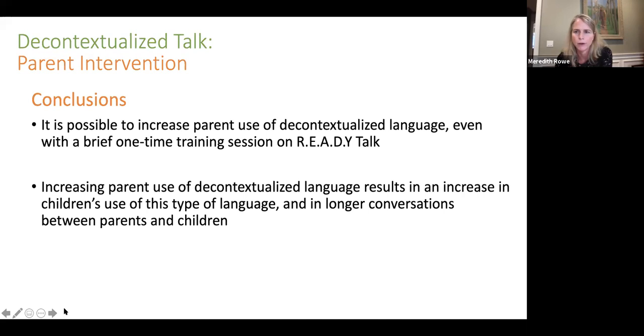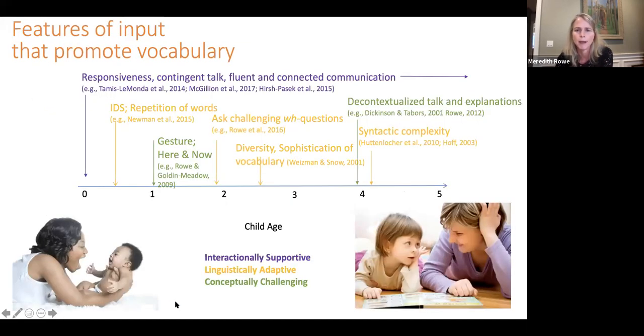Okay, great. And the only other concluding remark about this study was that by intervening with parents, we were able to also increase what the children were doing in those interactions. So coming back here to our visual, I hope this makes sense and you can understand these different dimensions of interactionally supportive, linguistically adaptive, and conceptually challenging.